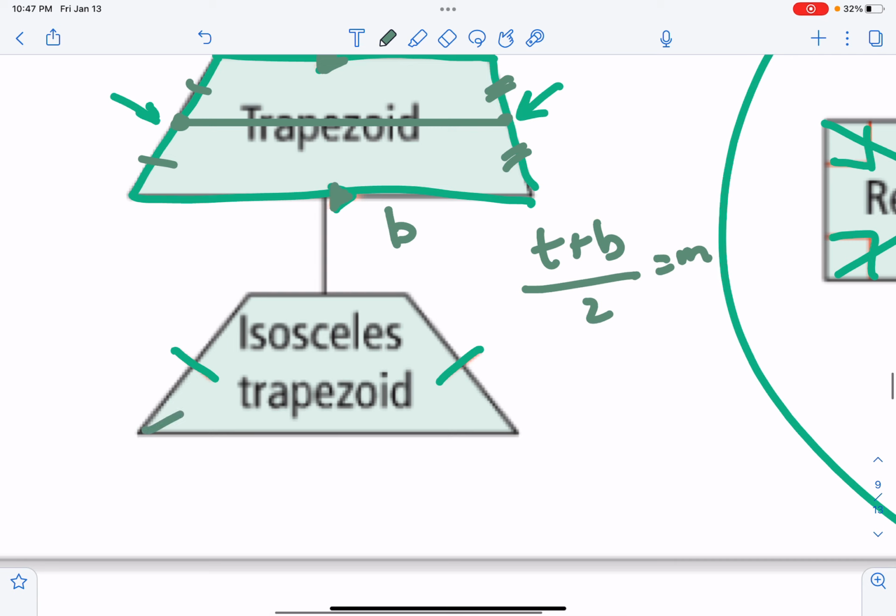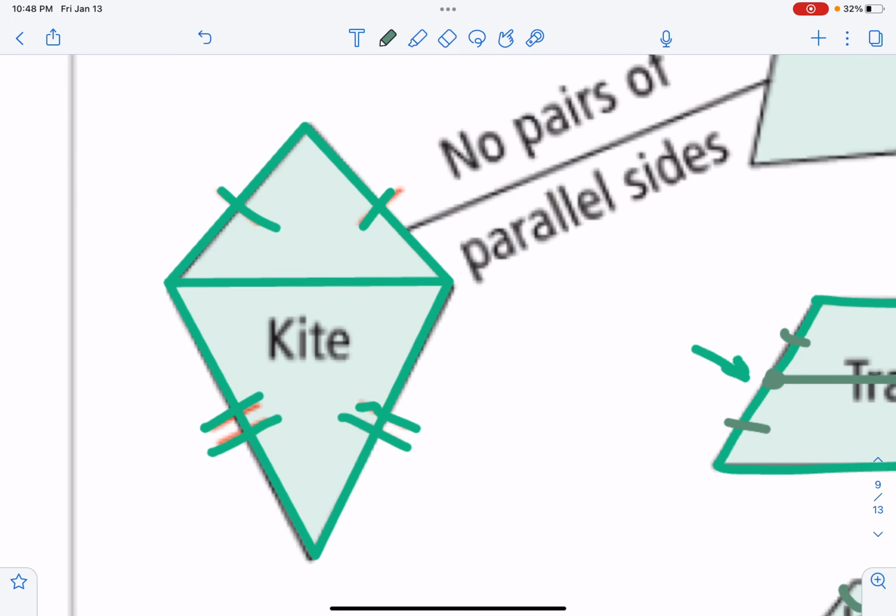Then with isosceles trapezoid, just like a rectangle, those diagonals are congruent. And then the other thing is the base angles. So this angle matches this angle, and this one matches this one. Then we moved on to kites, and we saw it's basically two isosceles triangles put together. Those match and those match.